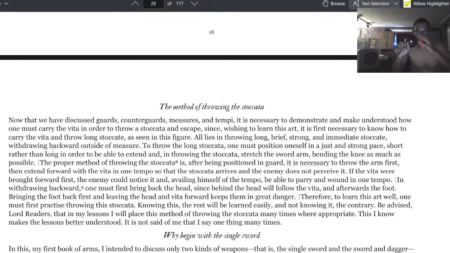It is necessary. The proper method of throwing a stoccata is, after being positioned in guard, it is necessary to throw the arm first, then extend forward the vita in one tempo so that the stoccata arrives and the enemy does not perceive it.